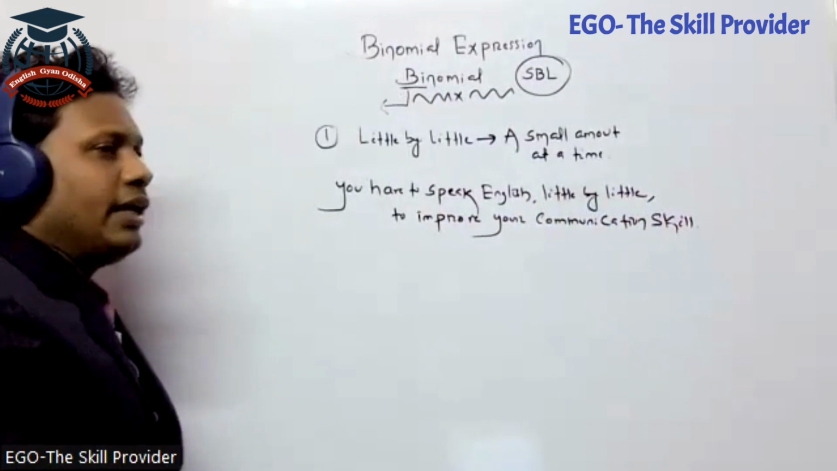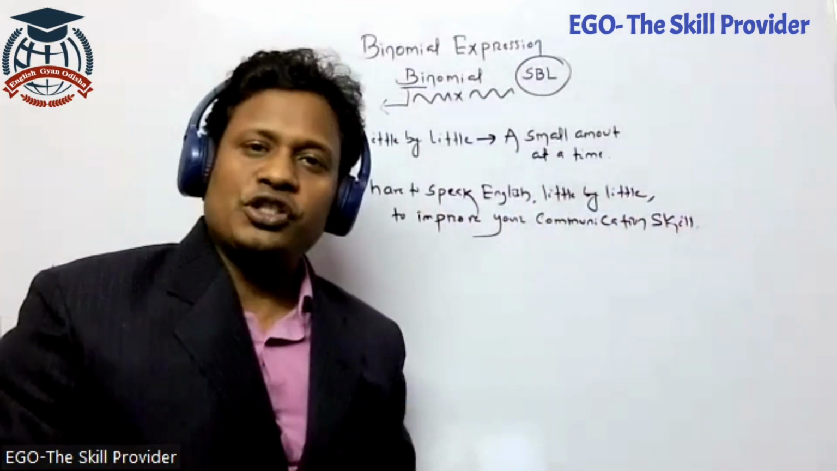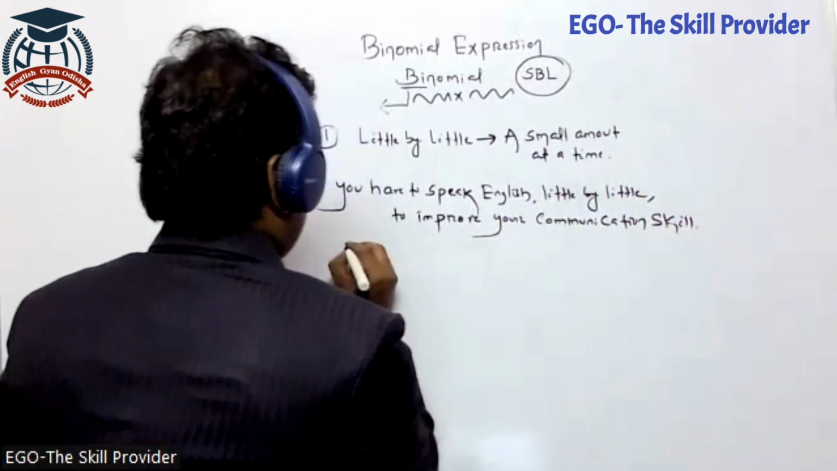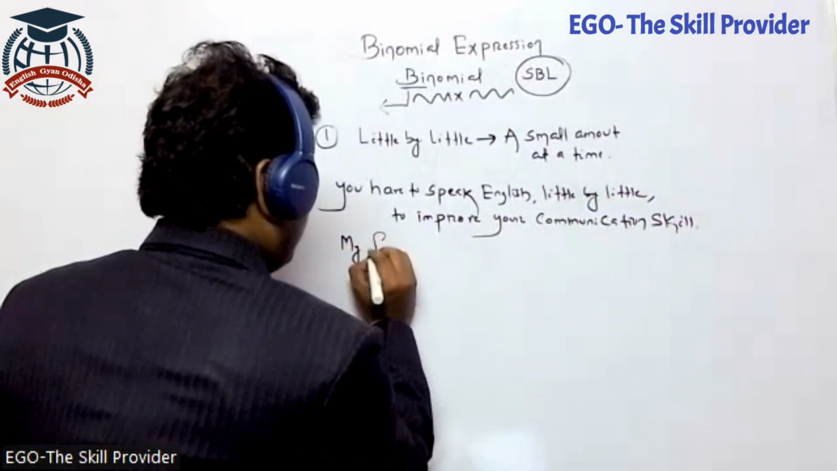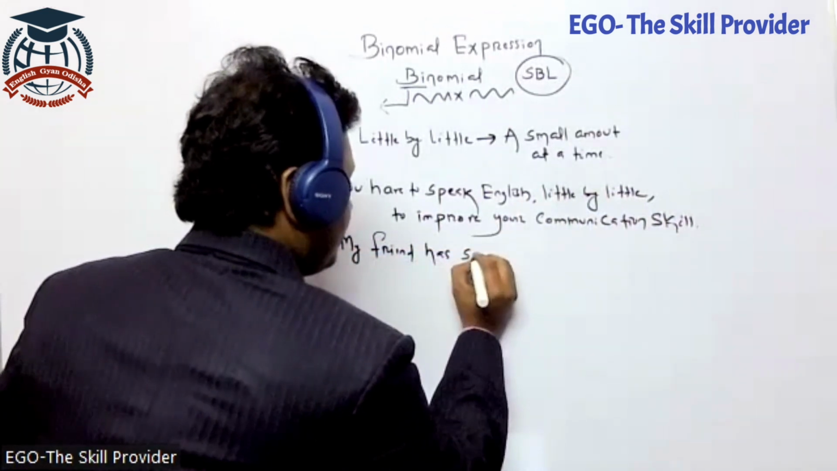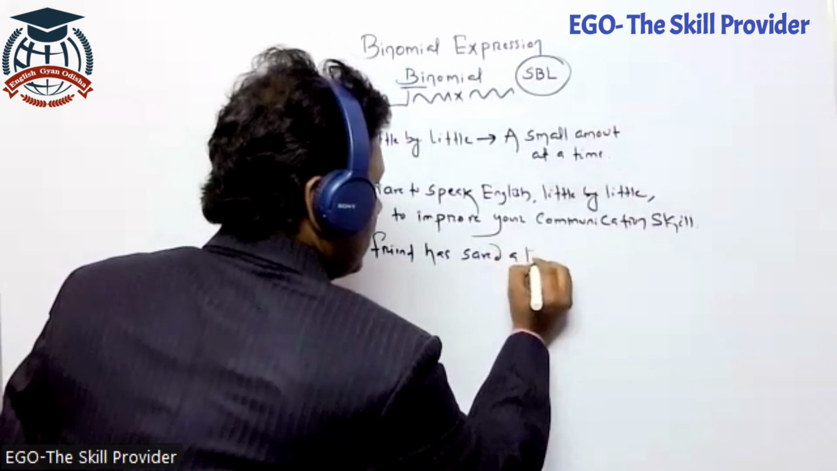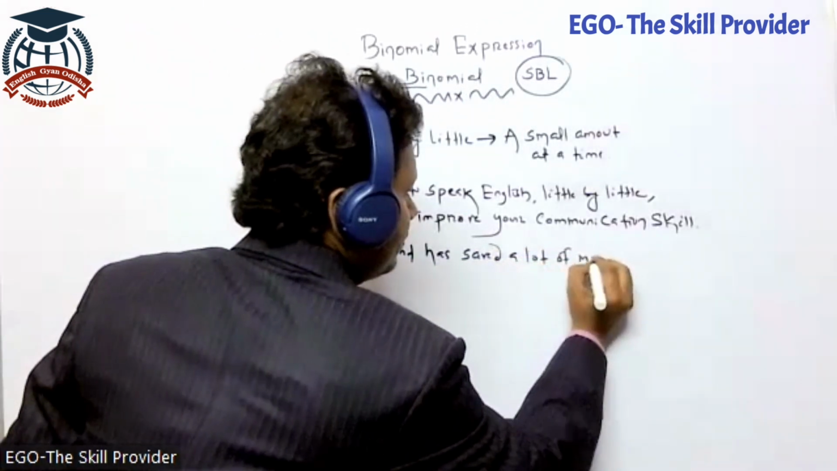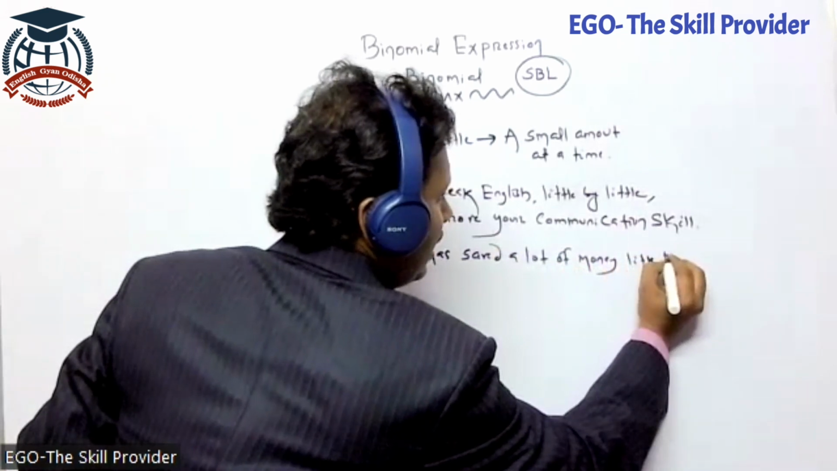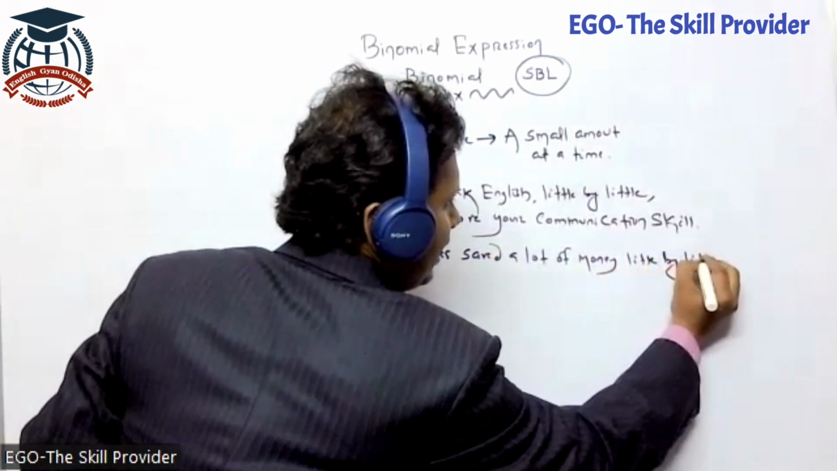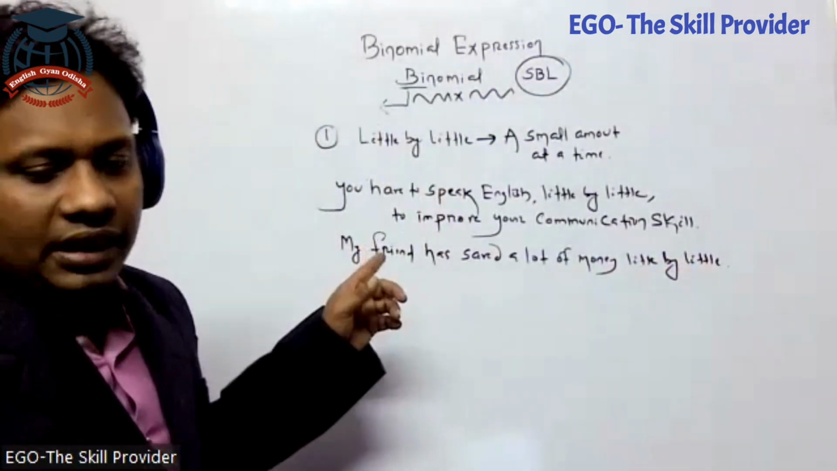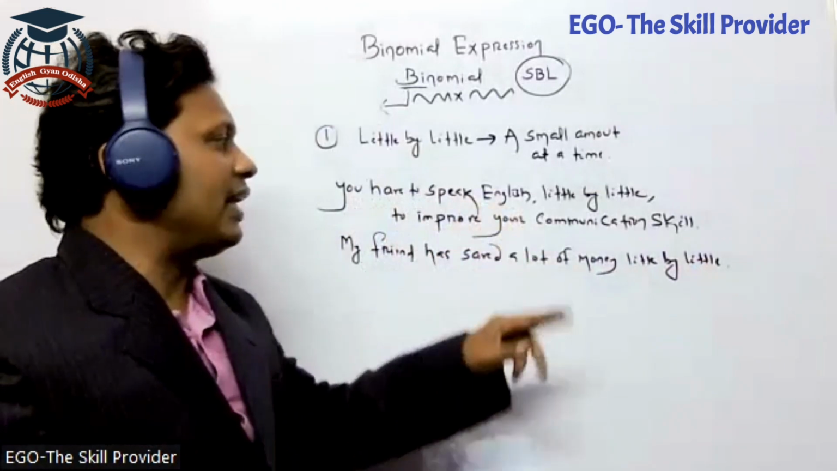Okay. So like that, you can say that person saved a huge money little by little. My friend has saved a lot of money little by little. Okay. So what exactly do you understand? Check it out. You have to speak English little by little.